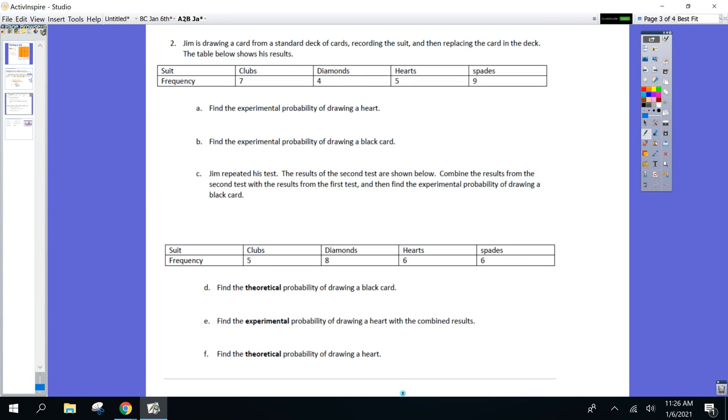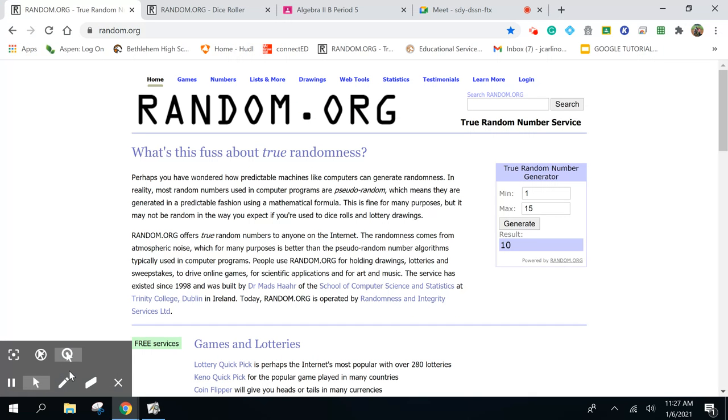All right, Jim drew from the standard deck. He replaced the card that shows his results down below. Here it is again, experimental probability of drawing a heart. So using the data in the table, not an actual deck of cards, using the data in his table, what's the probability he draws a heart out? All right, so here we go.